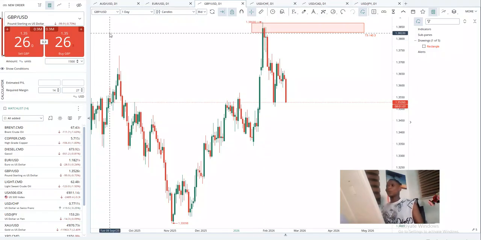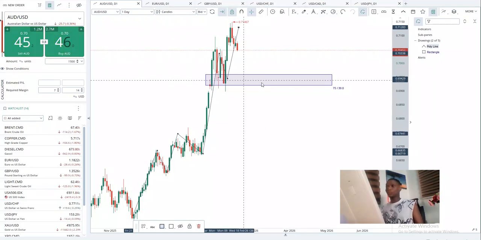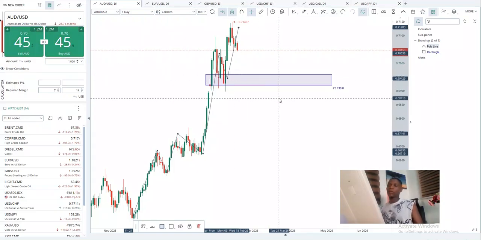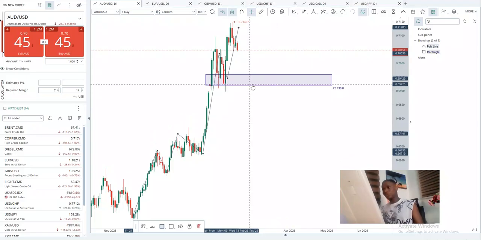So what I'm telling you guys is that wait for the AUD USD to break this support level before you look out for a selling trade.